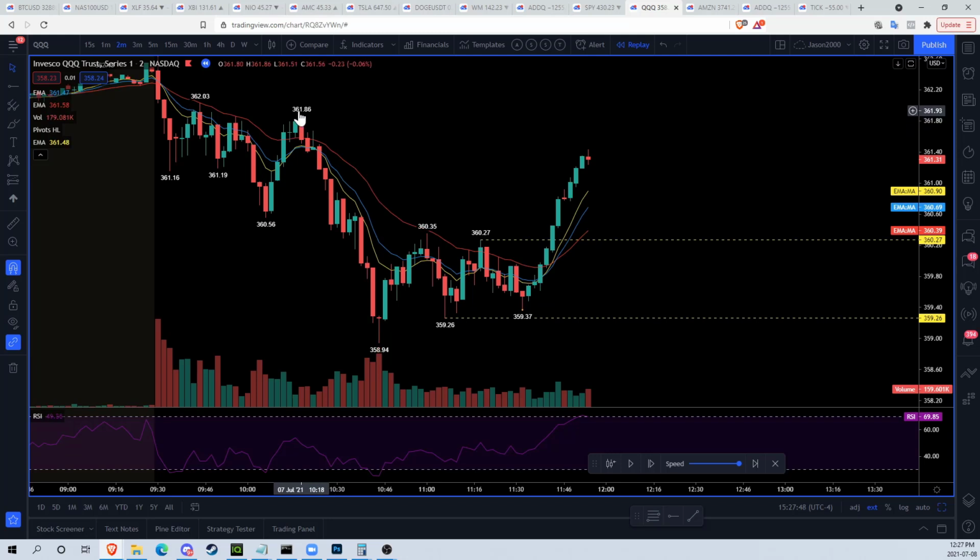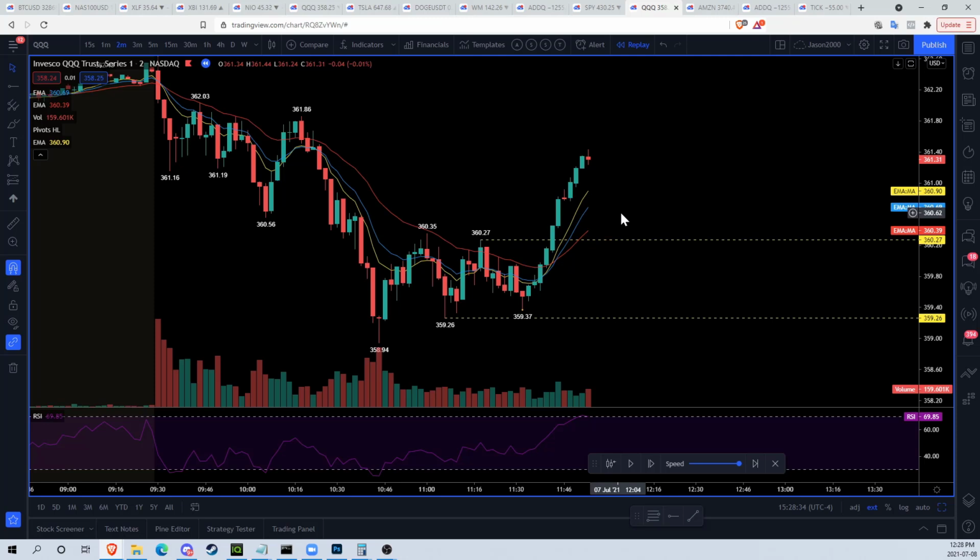The only real resistance is 361.86. So a lot of potential and a very, very good and effective trade. But that is not where it ends. Because at the same time, we are looking for QQQ to break bull, and we're looking for confidence in the index itself or the ETF.